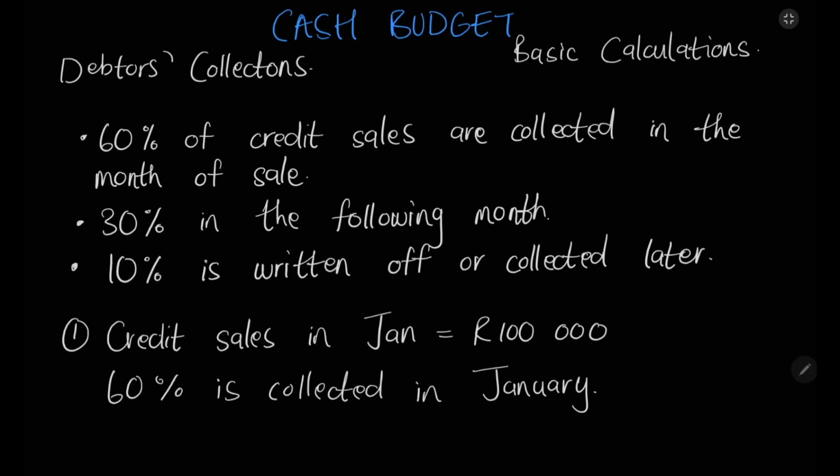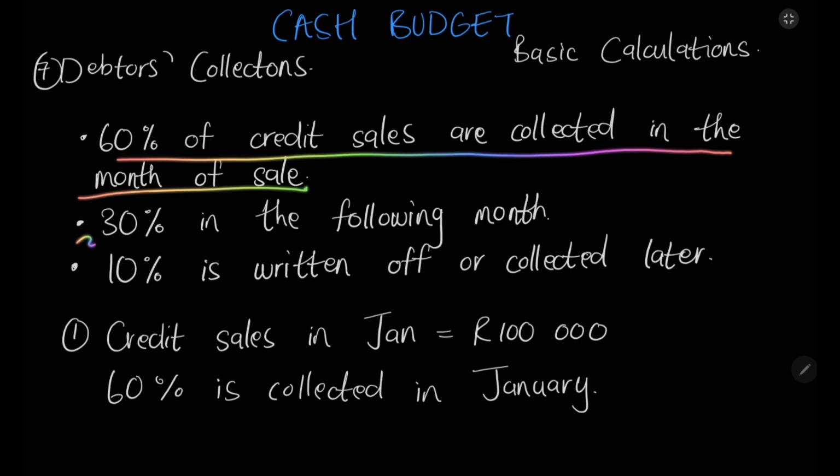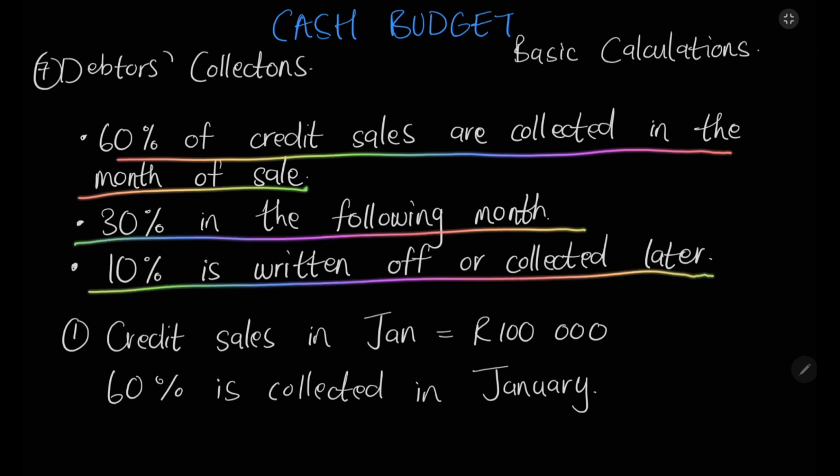Now let's go to number 7. We have debtors collections. This is very important in cash budget questions. You guys need to know how to collect money. Some questions might say things like 60% of credit sales are collected in the month of sale, then 30% in the following month, and then 10% is written off or collected later. You must determine how much money is actually received using the percentages that you've been given.